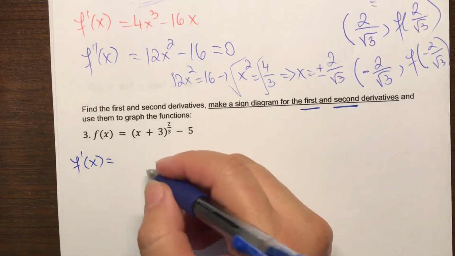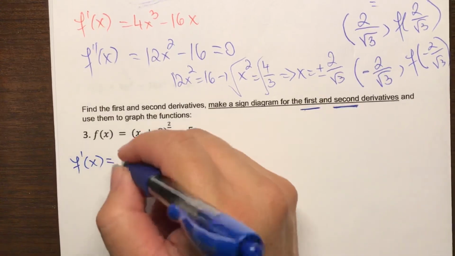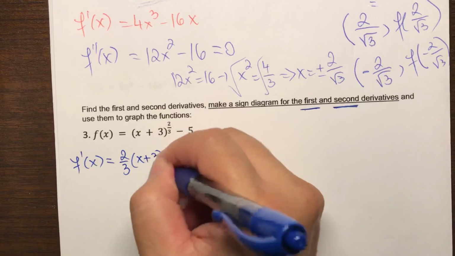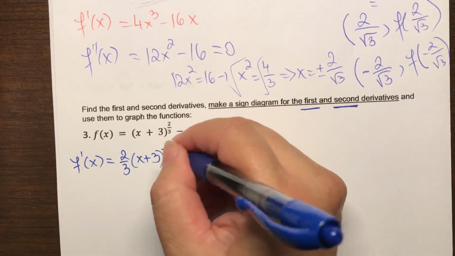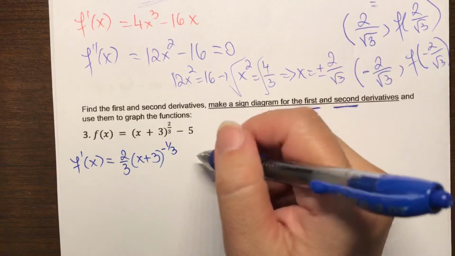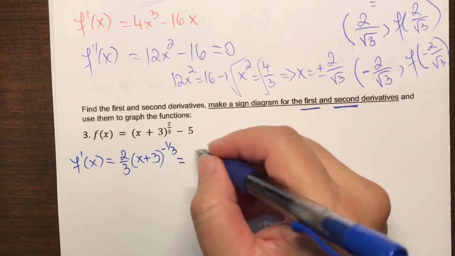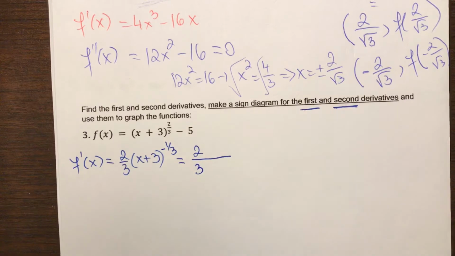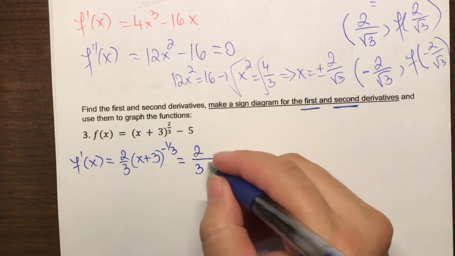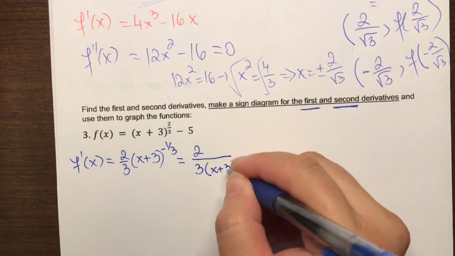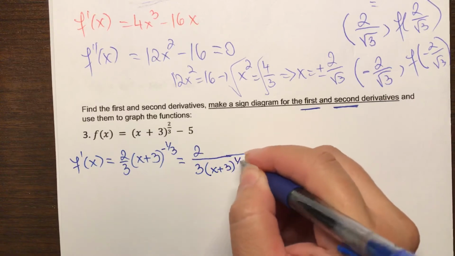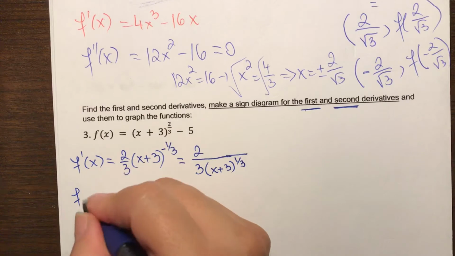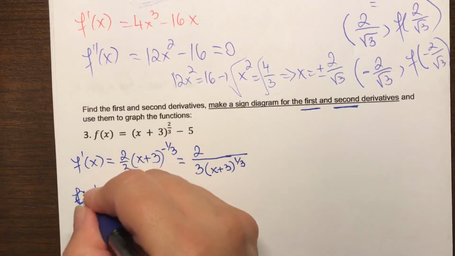Okay, so the first derivative, what is it? 2/3 times x plus 3 to the 1 less than 2/3 is negative 1/3. Remember this problem? And then the negative 5 goes to 0. So as always, if you have a negative exponent, make it back positive by throwing the x plus 3 back on the bottom. So for this first derivative, let's find the critical numbers next, yes?